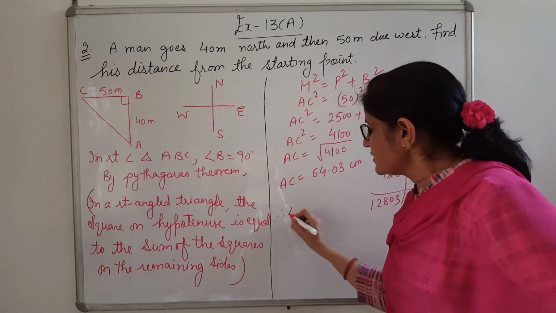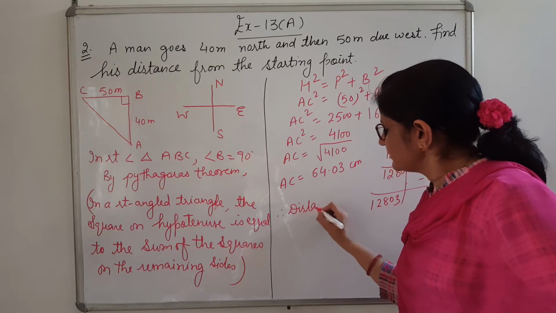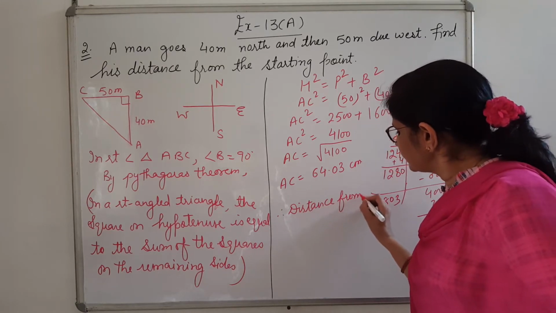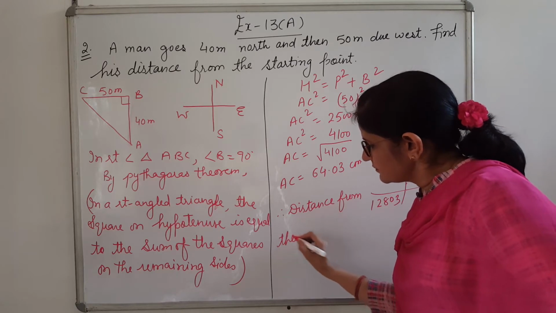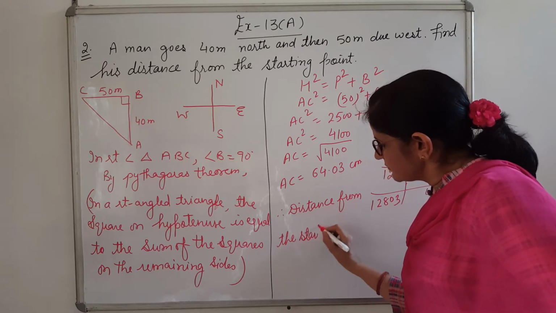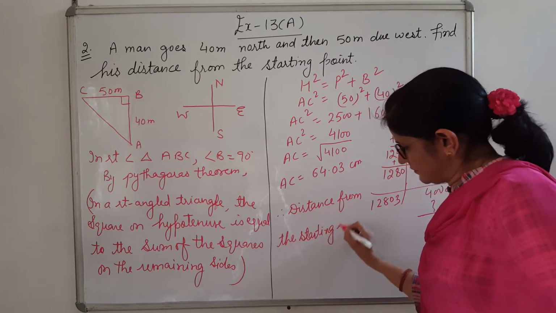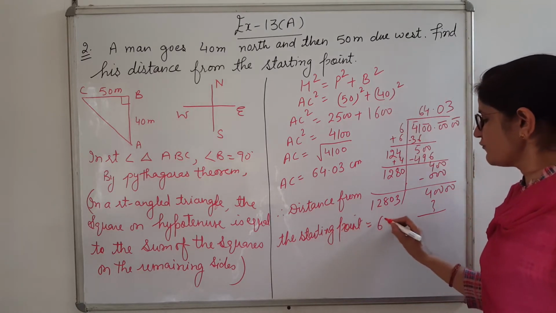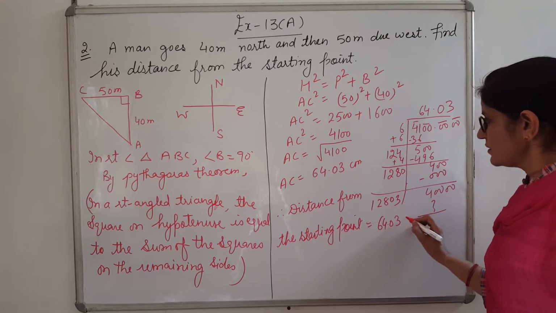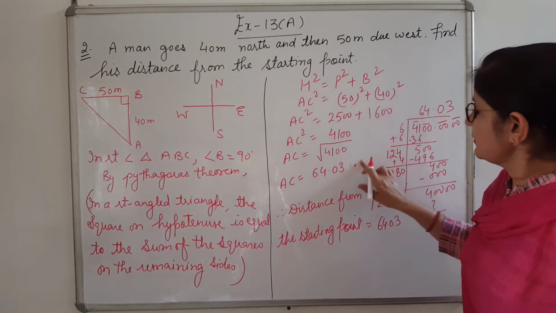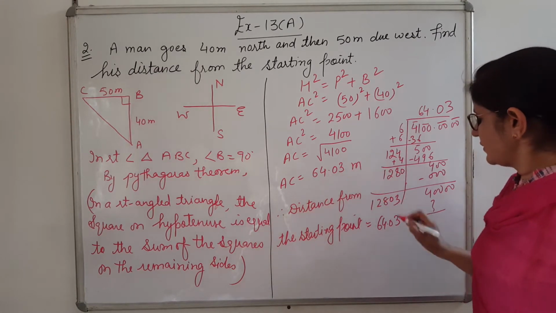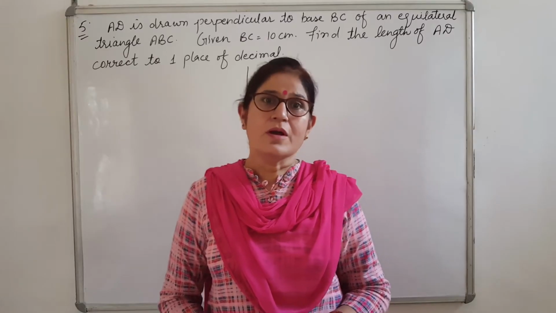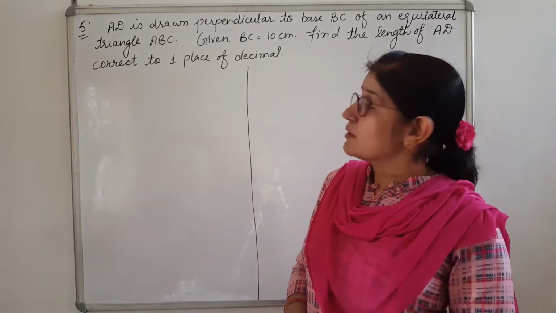What you have to find here? Therefore, distance from the starting point is equal to 64.03. It is given in meter. So this is the answer. Now our next question, question number 5.